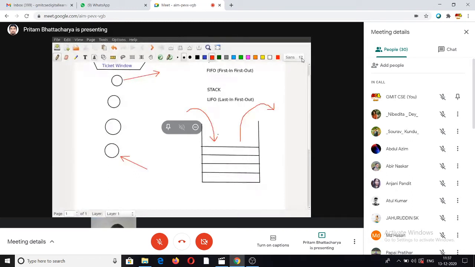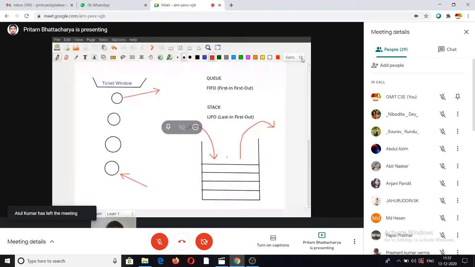Here, you are only allowed to enter from the top side of the stack, but you also have to leave from there. So what happens here is last in, first out. Now, of course, this does not work very well for scenarios like a ticketing window. It's a very unfair thing, but it has its advantages.